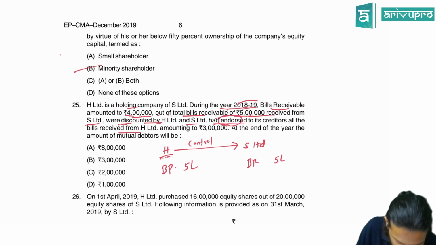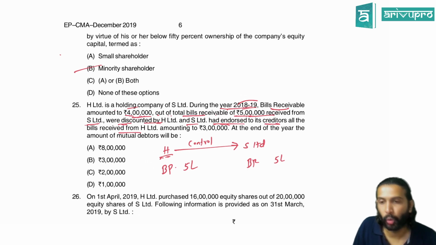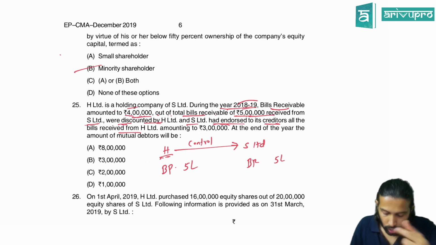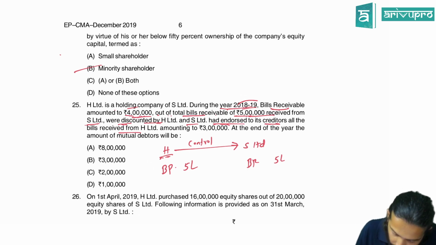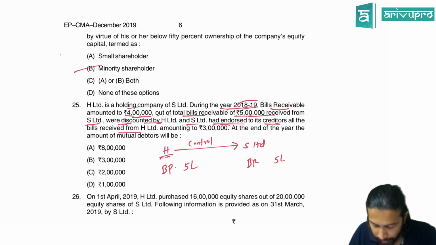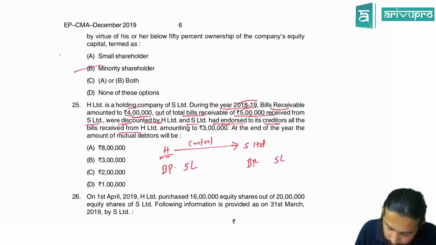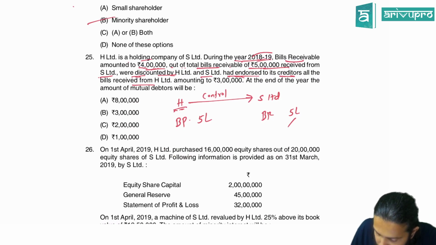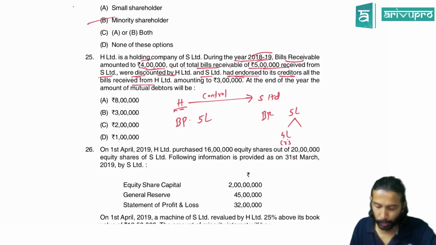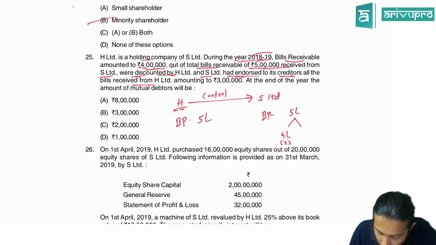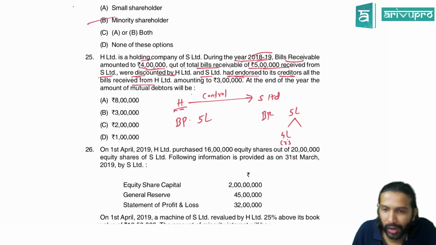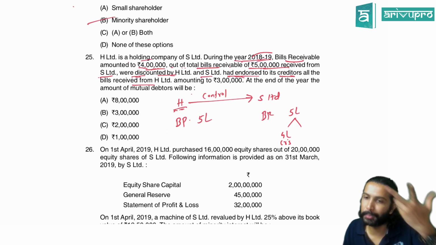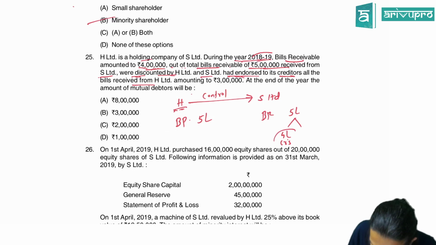So, some endorsement has happened to its creditor. Out of this bill of 5 lakh, 4 lakh rupees has been endorsed to its creditors, somebody who has the bill. This bill receivable, they have given it to their creditors, to the extent of 4 lakh rupees. So now H Limited has to pay. Whom will H Limited pay this 4 lakh rupees? Whoever has the bill, the 4 lakh rupees bill.